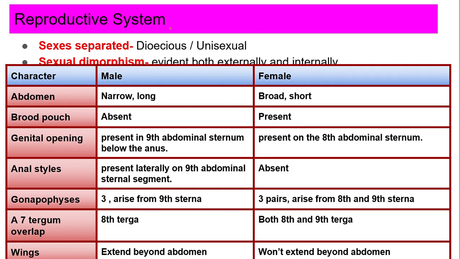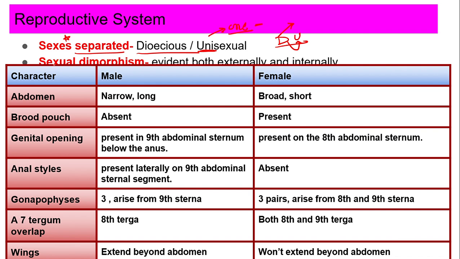Now, when we talk about the reproductive system, the first point is that in cockroach, sexes are separated. That means male will be different and female will be different. These kinds of organisms we call unisexual. Uni means one, so only one gender is present in that particular organism. Another word for it is dioecious. How did I tell you to remember it? DU, Delhi University. D for dioecious, and we use the word dioecious for unisexual organisms.